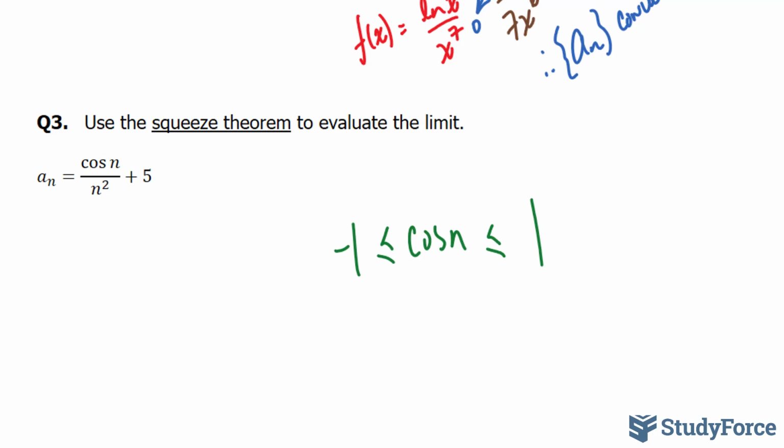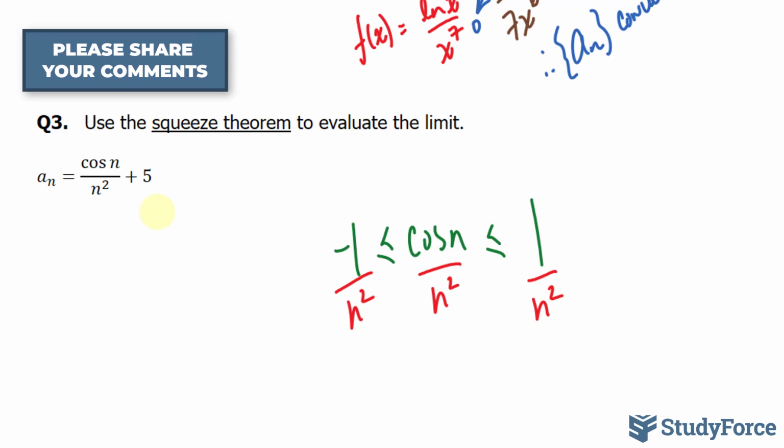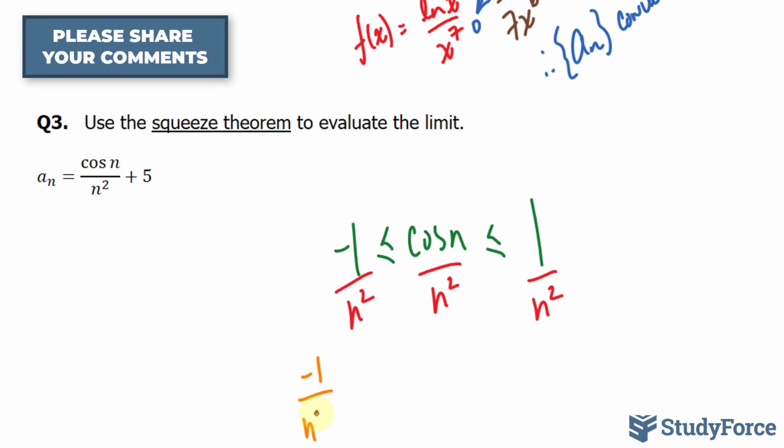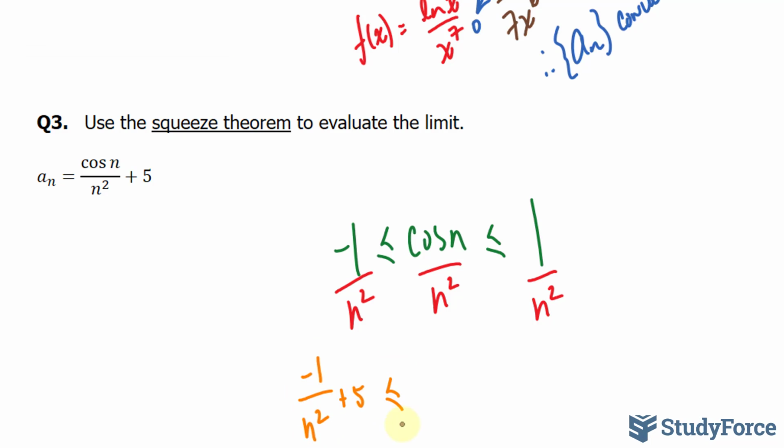Now I will divide each of these terms by n to the power of 2. I'll add 5 to each part, so I have negative 1 over n to the power of 2 plus 5 is less than or equal to cosine n over n to the power of 2 plus 5, which is less than or equal to 1 over n to the power of 2 plus 5.